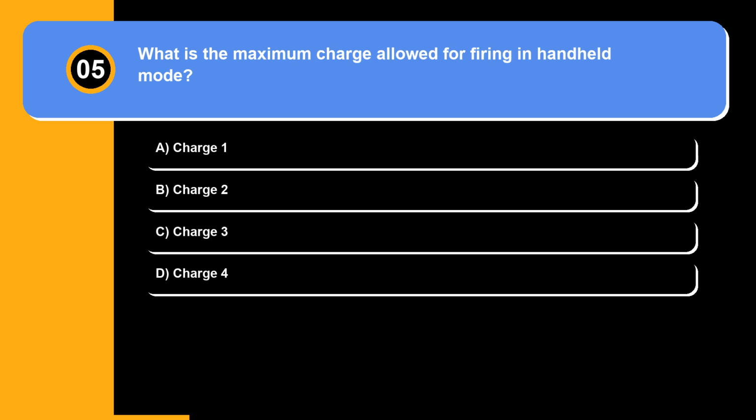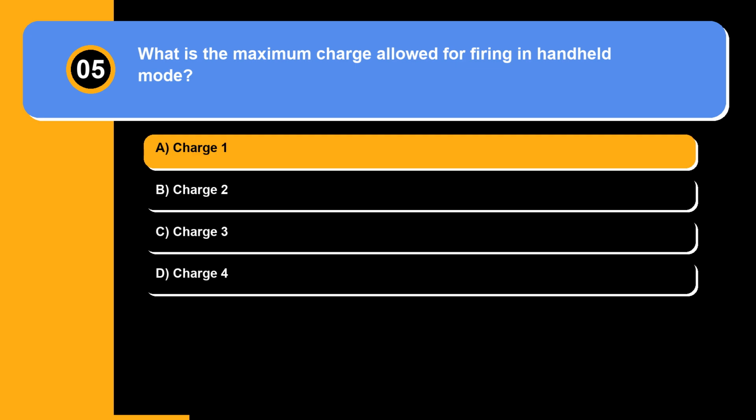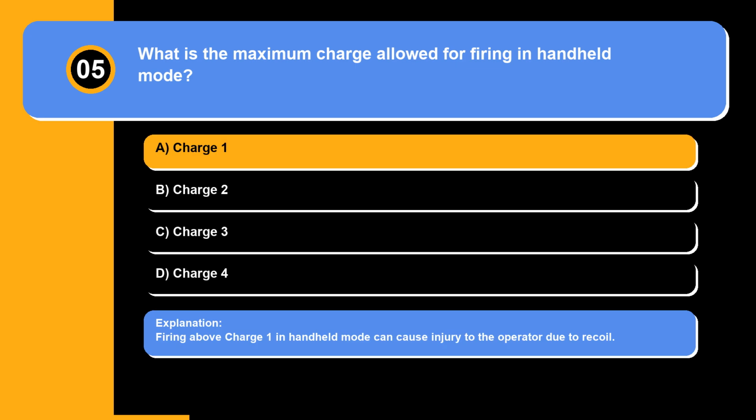Question 5. What is the maximum charge allowed for firing in handheld mode? A. Charge 1, B. Charge 2, C. Charge 3, or D. Charge 4. The correct answer is A. Charge 1. Firing above charge 1 in handheld mode can cause injury to the operator due to recoil.